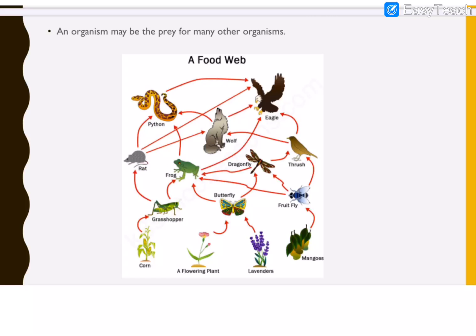So this one is the first food chain, and this is the second, like a flowering plant, butterfly, frog, and likewise frog, dragonfly, likewise frog, eagle. So 4 food chains you can see, and all these food chains are interconnected. So this interconnected food chain is called a food web. An organism may be prey for many other organisms. Like frog is prey for many organisms like eagle, snake, wolf, etc.